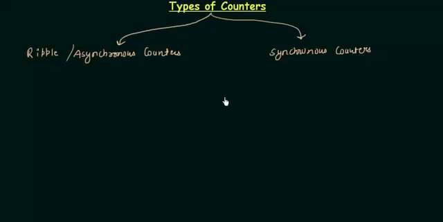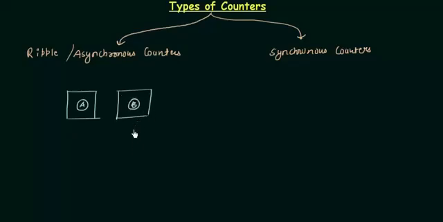First we will see the asynchronous counters. For these counters, the external clock signal is applied to one flip-flop, and then the output of the preceding flip-flop is connected to the clock of the next flip-flop. Let's see what I mean by this. Let's say I have a counter which consists of two flip-flops. So I will make two flip-flops. This is my flip-flop A, and this is my flip-flop B.